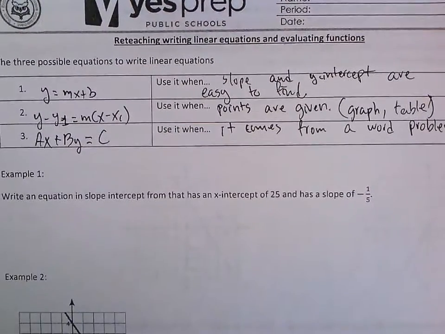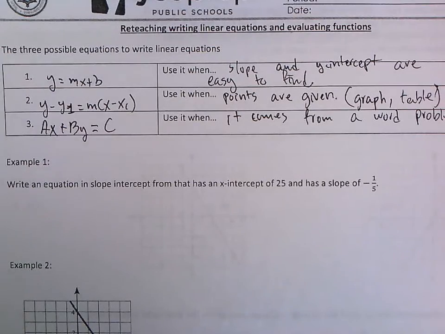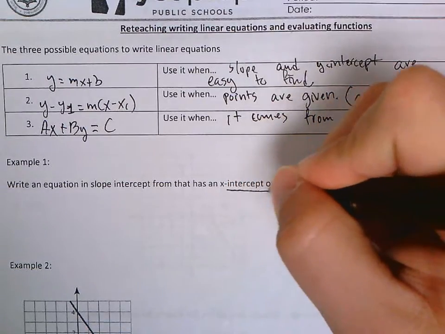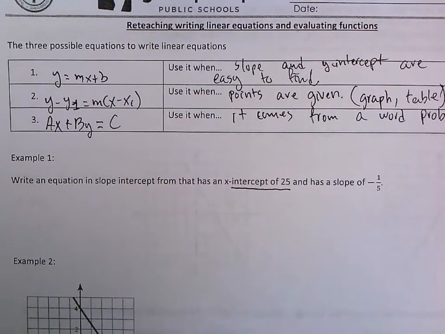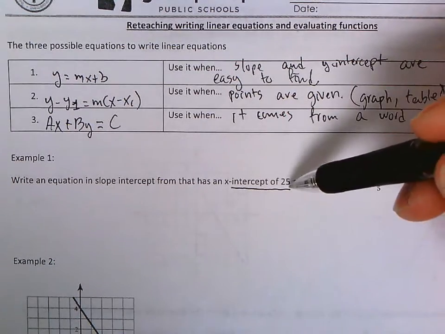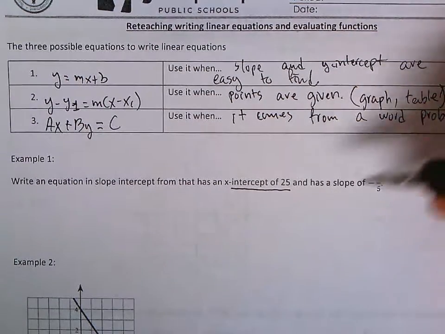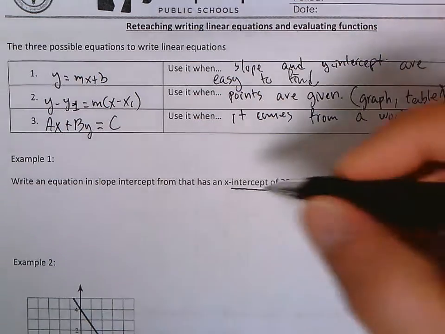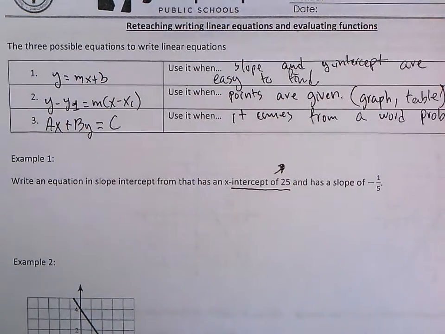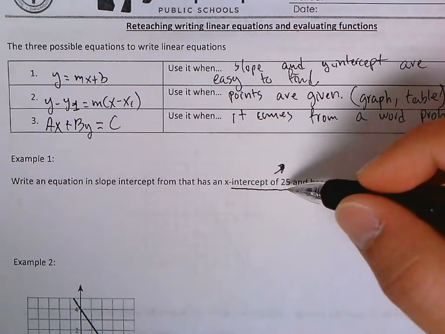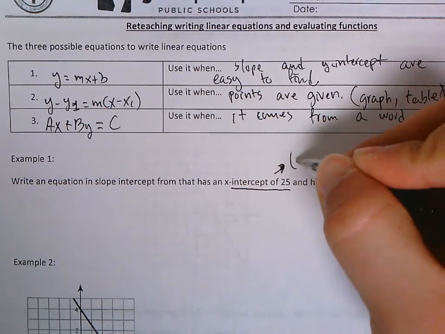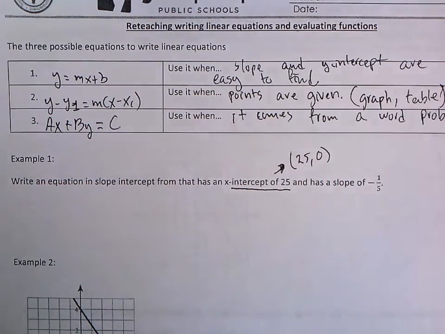Example number 1. This is somewhat difficult if you don't understand what this means. So let's read it. It says, write an equation in slope-intercept form that has an x-intercept of 25 and has a slope of -1/5. Well, this is a description of a point. It's not very clear, but we do know that the x-intercept of a line is written in the form x comma 0. In this case, the x-intercept 25 can be written as a point 25 comma 0.